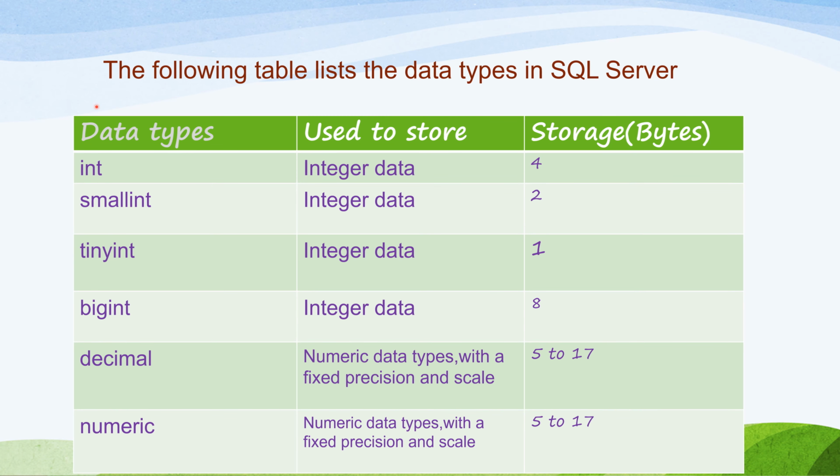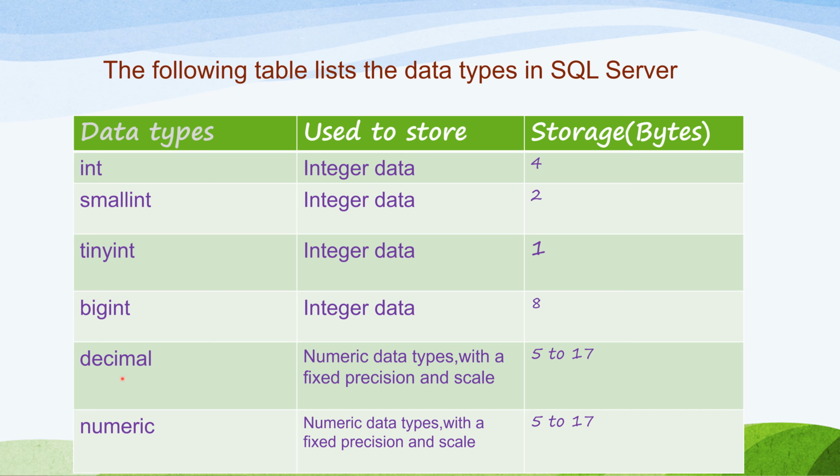The following table lists the data types in SQL Server. The first one is the int data type, used to store integer data, and its storage is 4 bytes. Another one is smallint. It is also used to store integer data, but its storage is 2 bytes. The third one is tinyint. It is also used to store integer data, and its storage is 1 byte. And this is bigint. It is also used to store integer data, but its storage is 8 bytes.